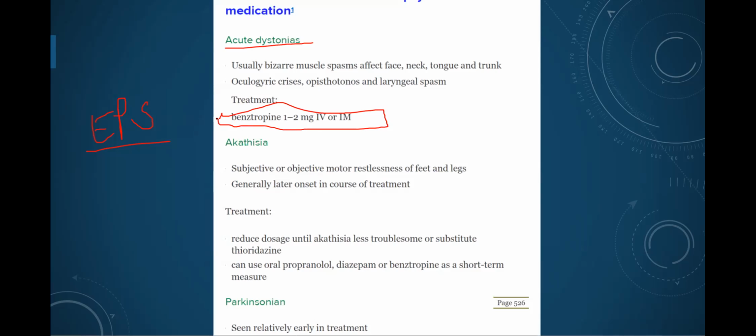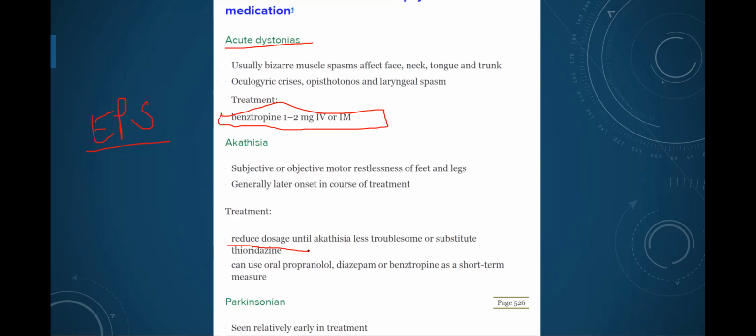Then akathisia, a very important complication. The patient usually comes to you with subjective restlessness. The patient cannot sit anywhere, is very restless, and is always moving the feet and legs. So that's akathisia. First, you should try reducing the dose.